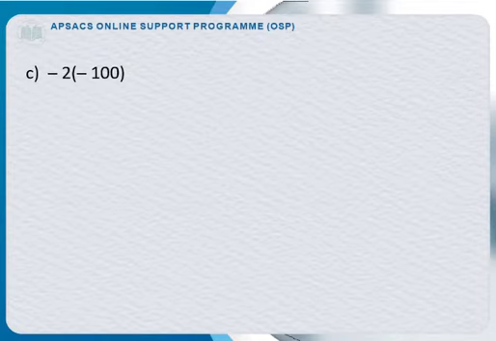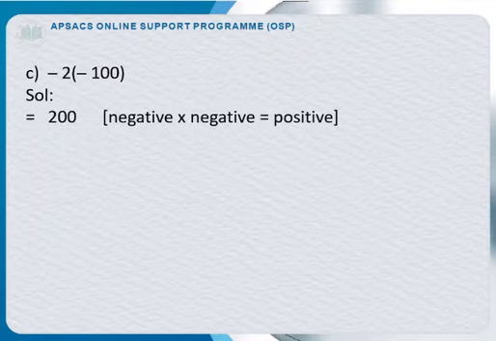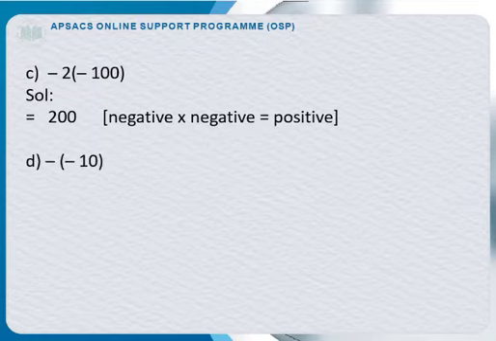Part C, -2 bracket -100. Whenever a number is written outside the bracket, it means it is multiplying by the whole bracket. So here -2 is multiplying by -100. First you will write the solution heading. Afterward you can see we have two negative numbers. Whenever two negative numbers multiply, it will give a positive number. So minus minus plus and 2 into 100 is 200.